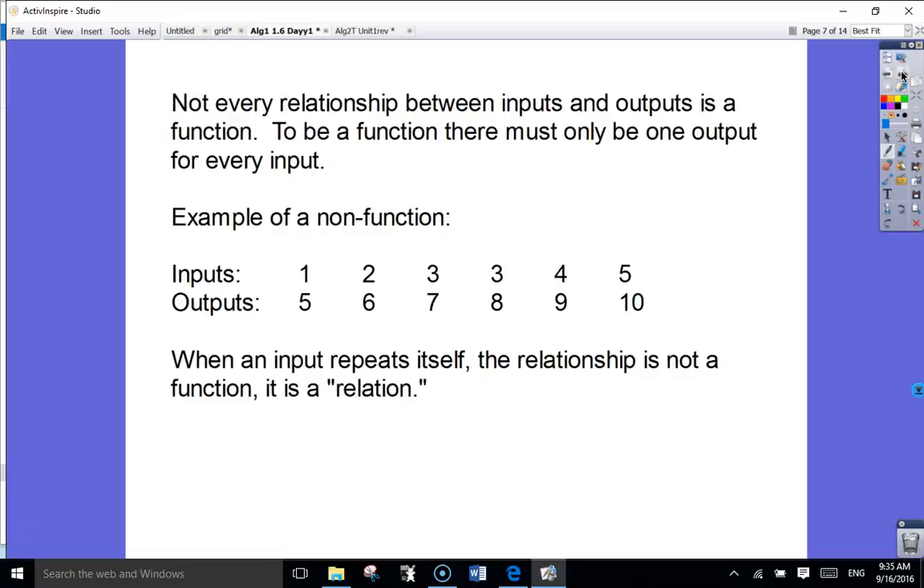Usually when you're looking at a table of values, when you see a repeated value in the inputs, that means it's not a function. But just think of the word function. We're using it as a noun, but even as a verb, what does it mean if we say something functions? It works. We expect a function in math to answer a question unambiguously. So for example, let's say you've got a job and you work 20 hours and you want to plug into a function that tells you how much you're going to make. You expect to get one answer, not two.